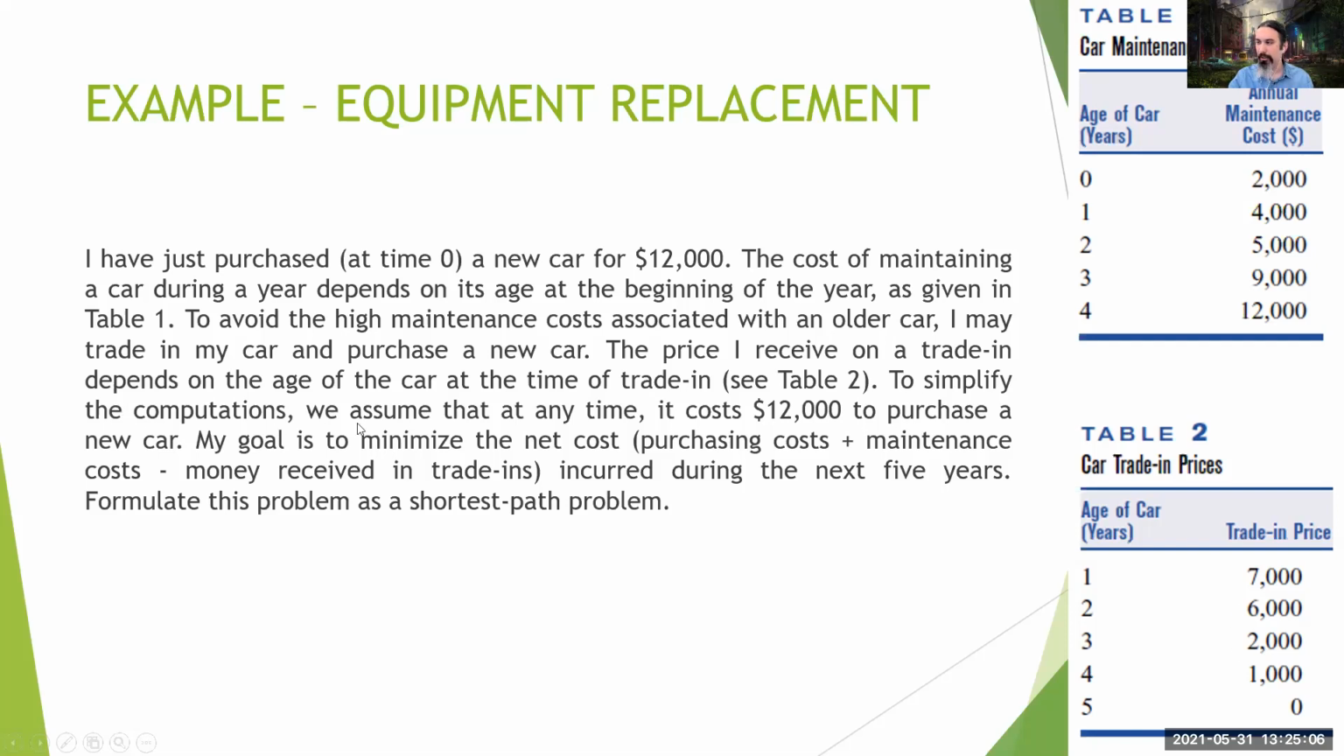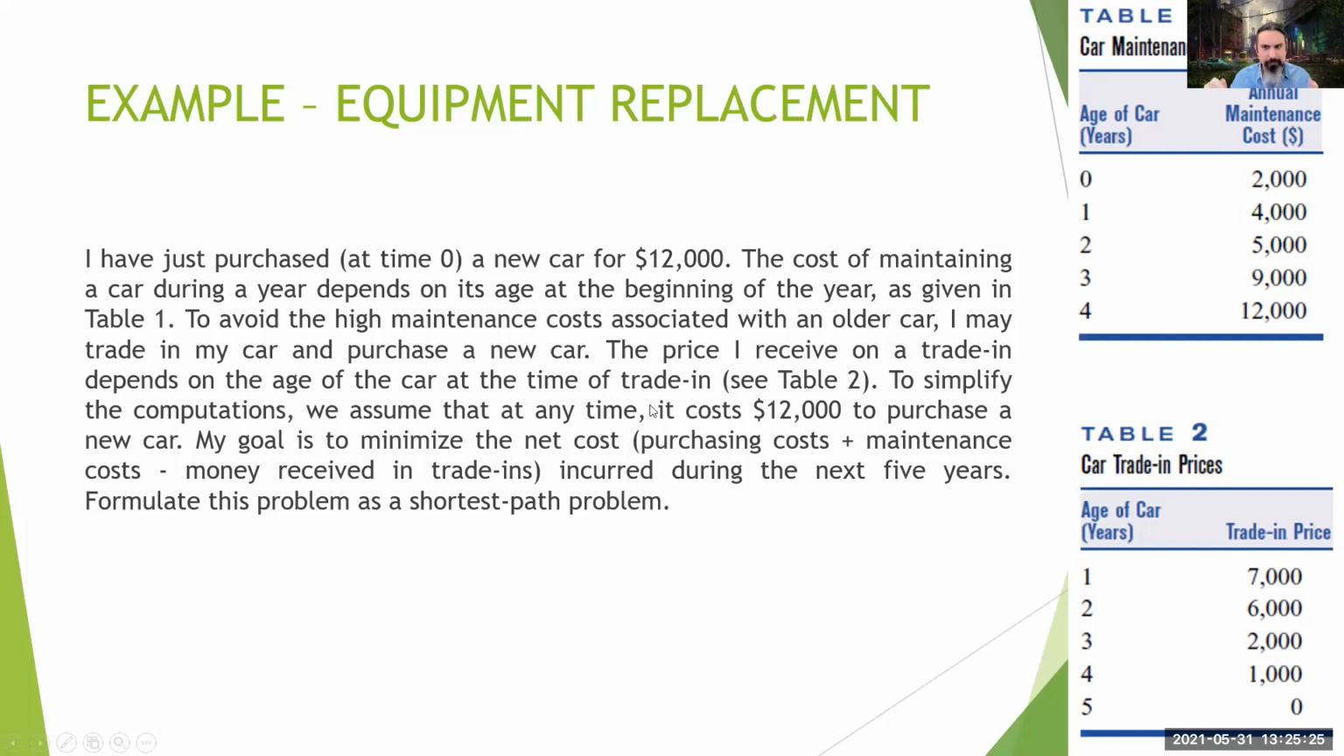To simplify the computations, we assume that it always costs $12,000 to purchase a new car, so the price won't change anyway. My goal is to minimize the net cost, purchasing plus maintenance minus money received in trade-ins incurred during the next 5 years. Formulate this problem as a shortest path problem. Okay, now this isn't that easy, but I can do this.